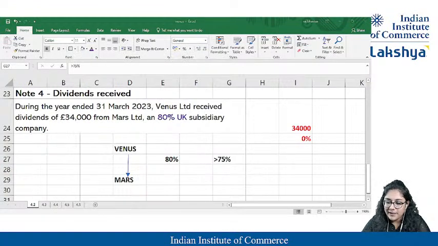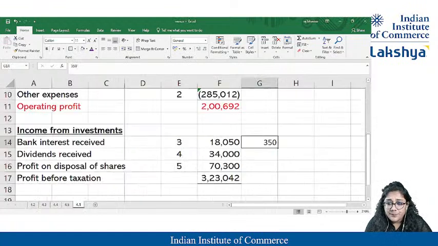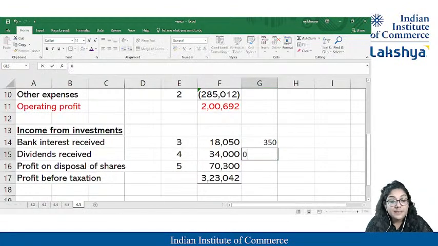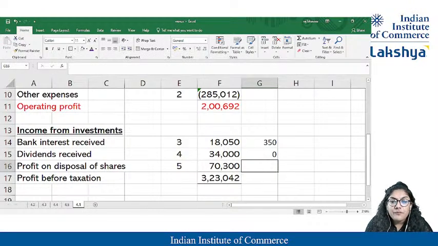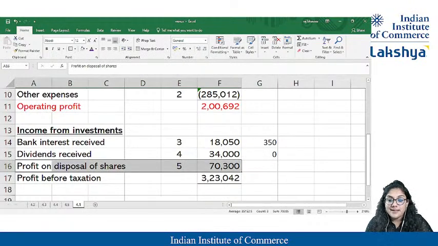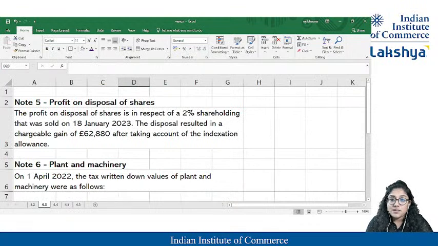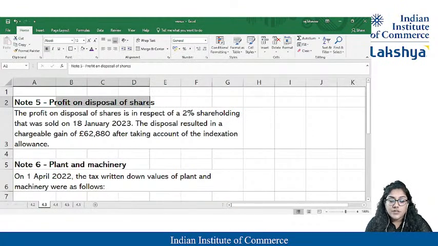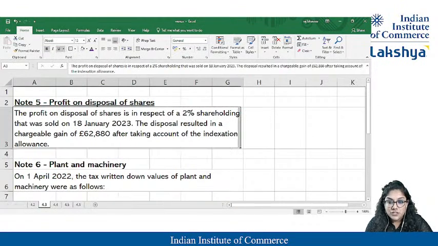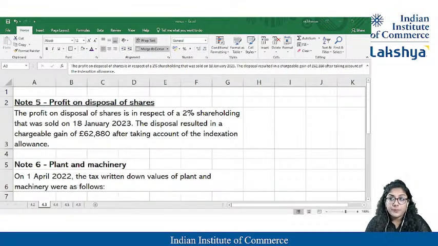Yeah, let's go ahead. What have they asked us in the question further? Ma'am, the fourth is done. Okay, so we will not take anything for dividend. Ma'am, it will be 0 for the dividend. Profits on disposal of shares. Okay, let's figure it out. If you have any company's shares and you want to dispose of them, what will I get? Ma'am, I will get a capital gain.